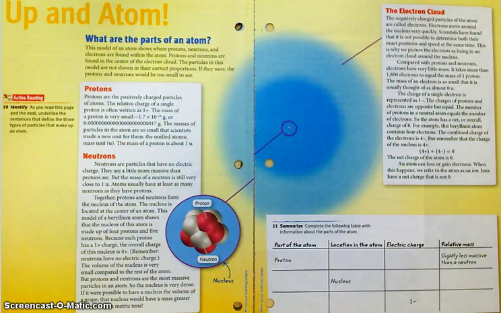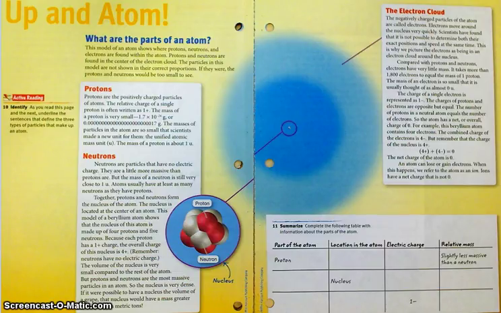Compared with protons and neutrons, electrons have very little mass. It takes more than 1,800 electrons to equal the mass of 1 proton. The mass of an electron is so small that it is usually thought of as almost 0 U, or remember, we're calling them AMU, okay? Almost 0 atomic mass units. The charge of a single electron is represented as a -1.